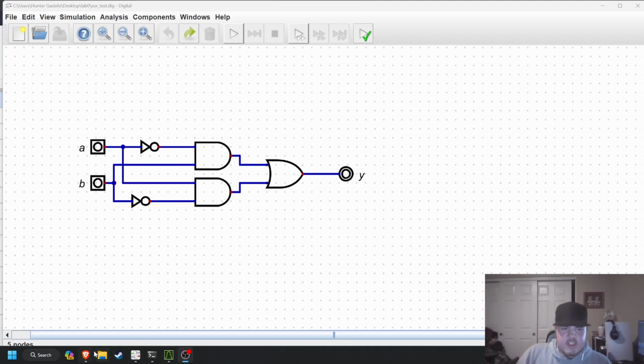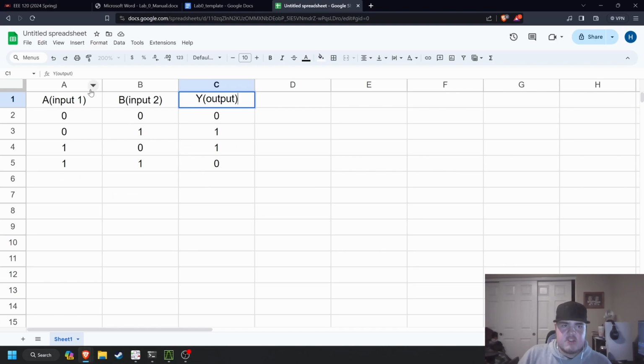For my predictions of this circuit, if input A and input B were both 0, Y would be 0. If either of them were 1, so that the other would be 0, the output would be 1. But if both inputs were 1, the output of the circuit would be 0.